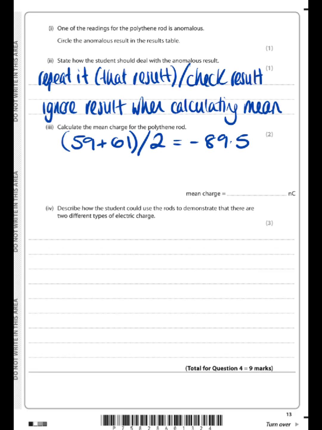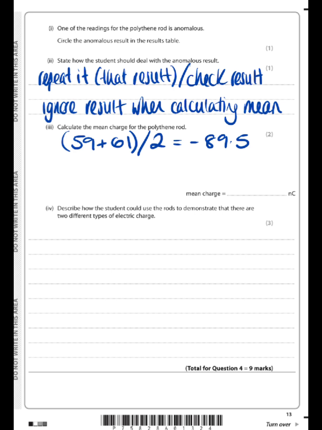Then we're asked to describe how the student could use the rods to demonstrate that there are 2 different types of charge. So there's 3 marks available here. The first mark is available for identifying some kind of apparatus that allows that to happen. So in order to show that there are charges, you need to be able to show the charge interaction. So you need to be able to bring charged objects together. So you have one rod already, so you need something that you can bring that rod towards in order to demonstrate that there is a charge present.